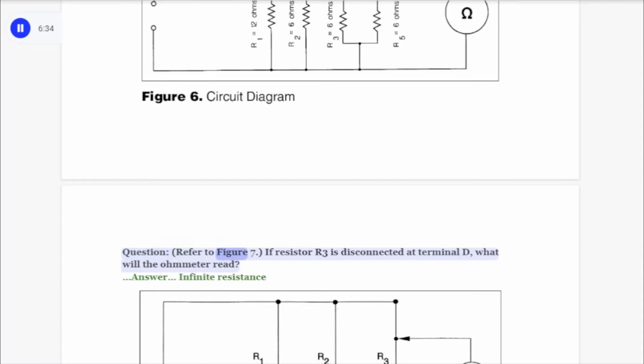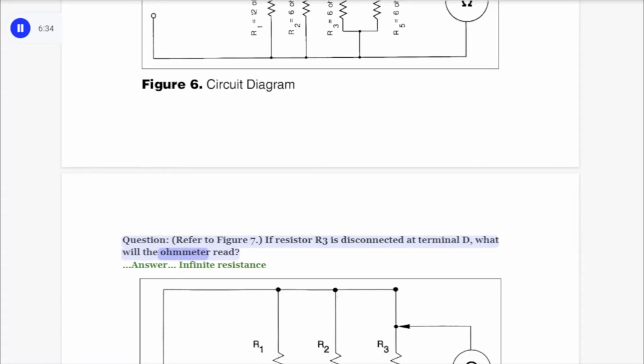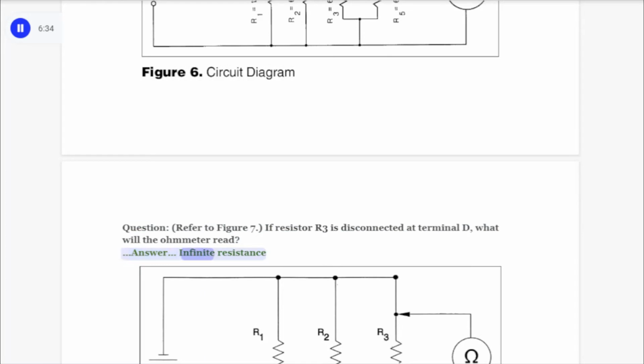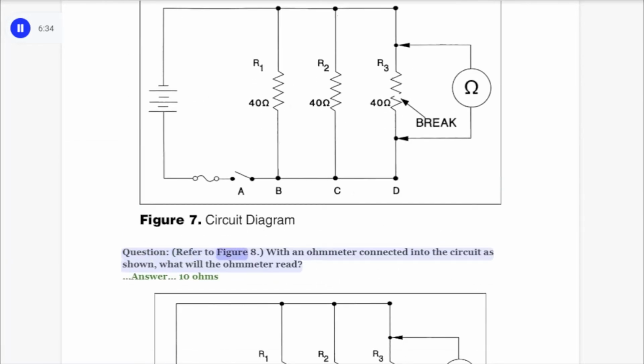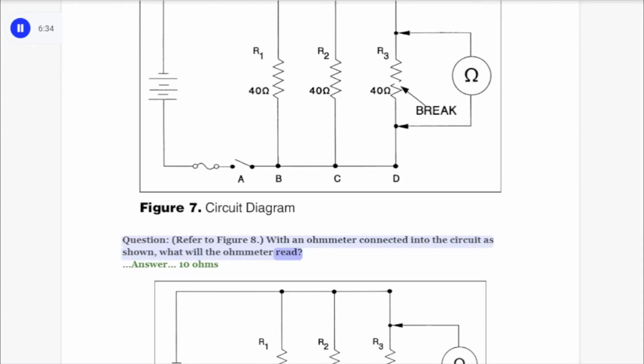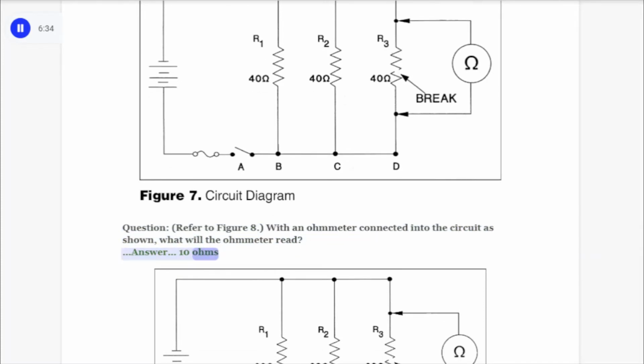Question. Refer to Figure 7. If resistor R3 is disconnected at terminal D, what will the ohm meter read? Answer. Infinite resistance. Question. Refer to Figure 8. With an ohm meter connected into the circuit as shown, what will the ohm meter read? Answer. 10 ohms.